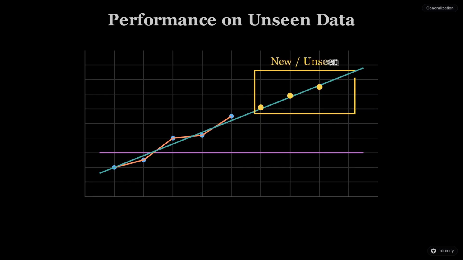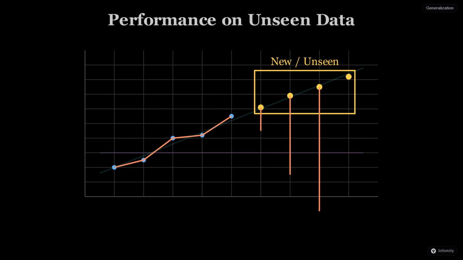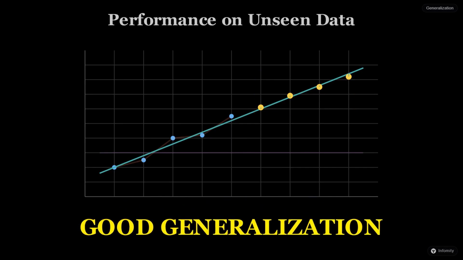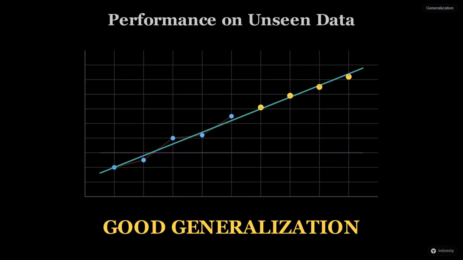Now, let's explicitly define generalization. It is a model's ability to perform well on unseen data that was not part of its training set. Consider our three models, the underfit, the overfit, and the just right one. When presented with new, unseen data points, the underfit model makes consistently poor predictions. The overfit model, despite its perfect training performance, also struggles, making wildly inaccurate predictions. However, the just right model consistently makes reasonable and accurate predictions on these new examples. This superior performance on unseen data is the hallmark of good generalization.